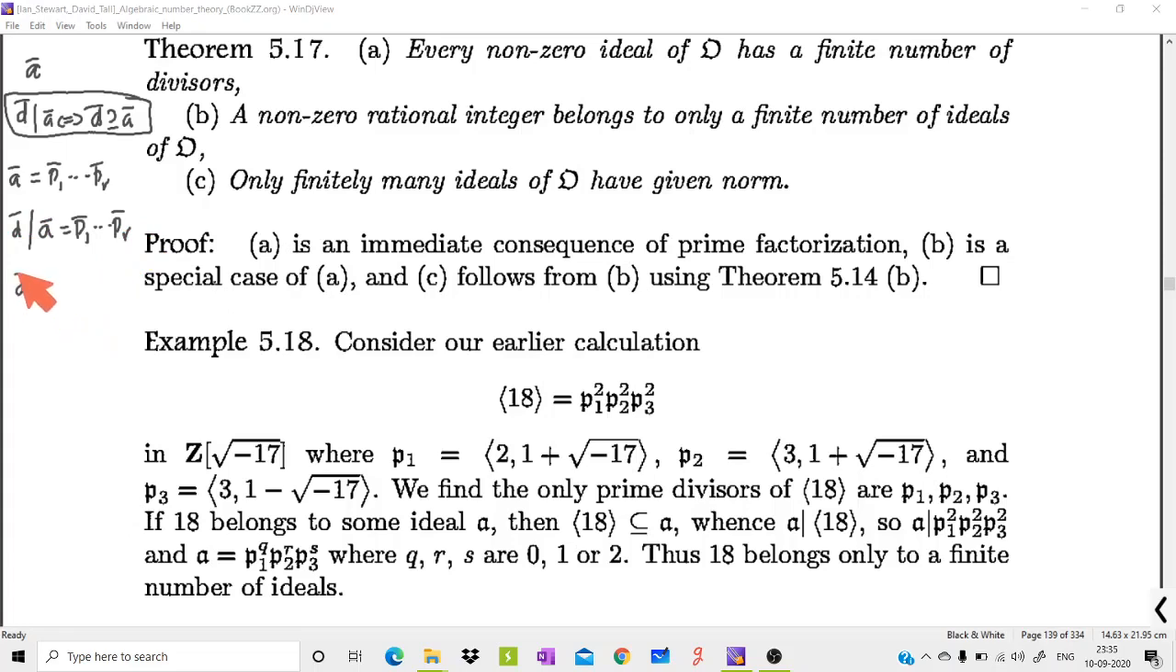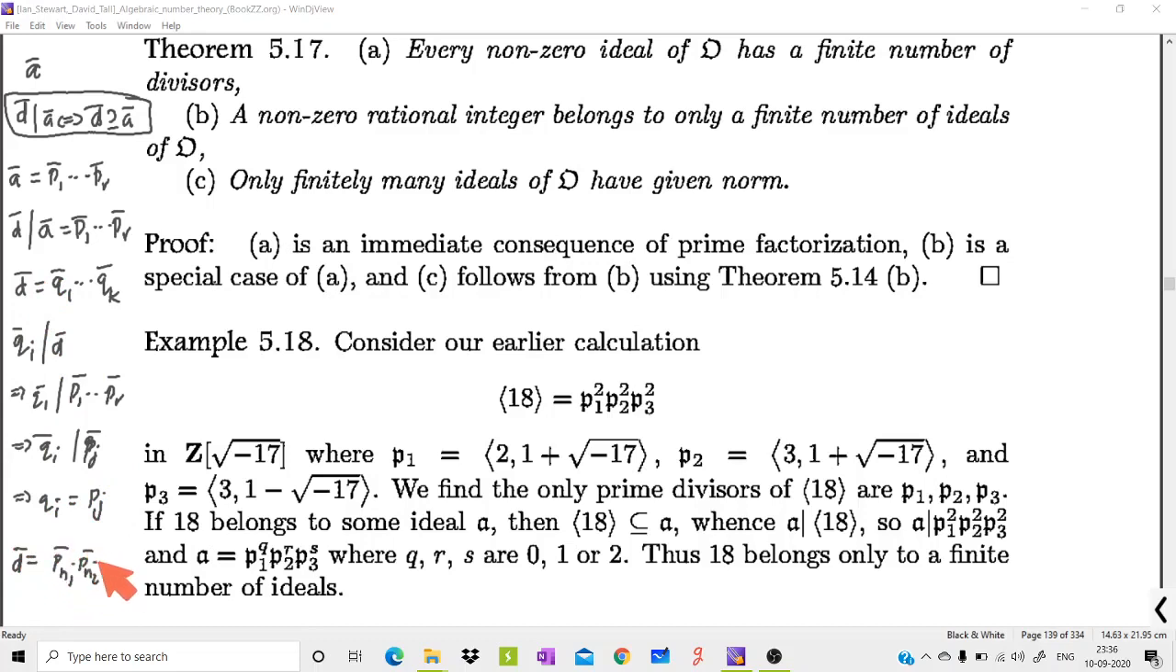That is, if D can be written as Q1 etc. QK, each Qi divides D and hence divides this product P1, P2 etc. PR. So Qi divides some Pj. So these Qi's are nothing but Pj, because these are prime ideals, and every prime ideal is a maximal ideal as well. So this Qi is some Pj. So D can be written as Pn1, Pn2 etc. Pnk. This shows that every divisor of A takes the form Pn1, Pn2 etc. Pnk, where each Pn1 is one of these Pj's.